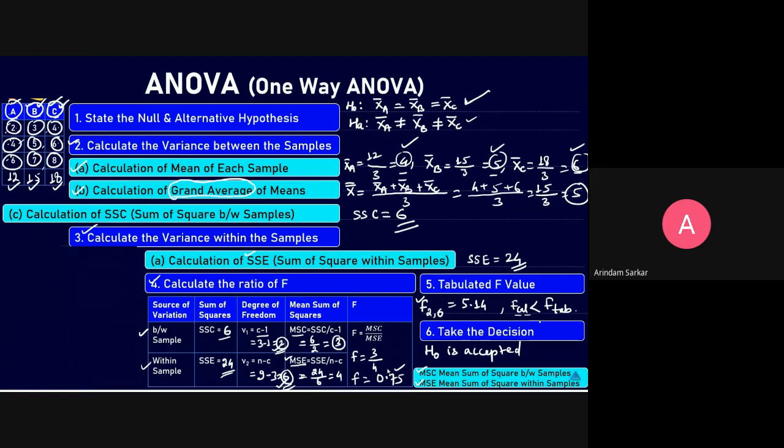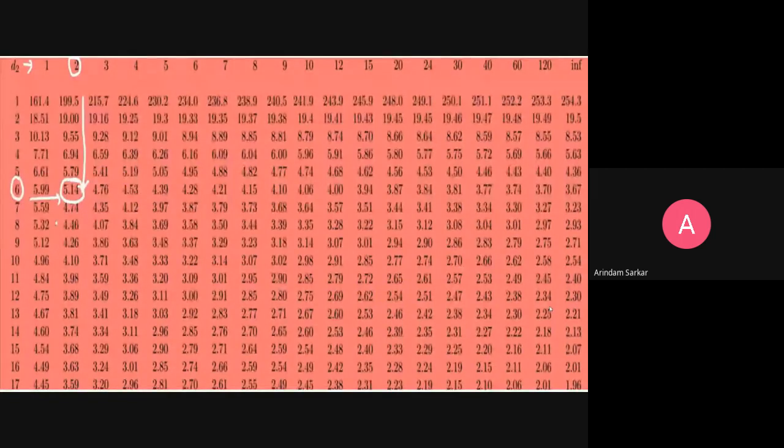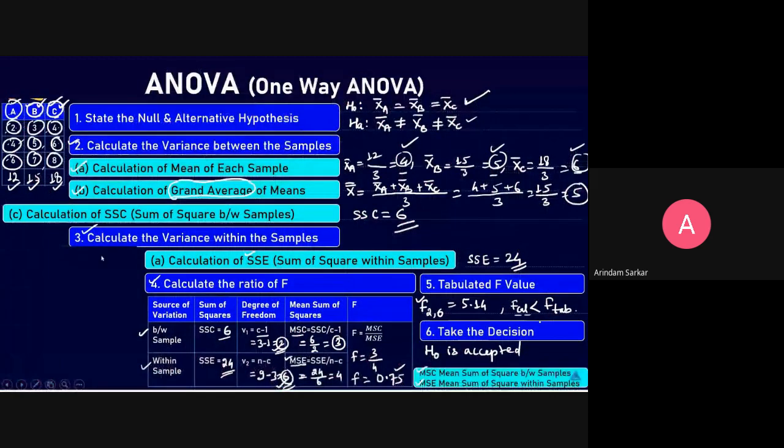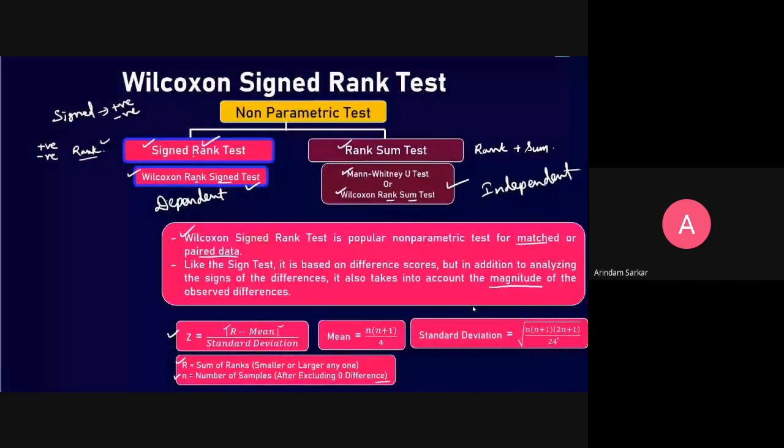And now I need to find out the tabular F value. If the tabular F value is greater than this one, then H0 is accepted. That means if the calculated F value is less than the tabulated one, then H0 is accepted. Simple case. This is a tabular form, and here I need to find the tabulated value of this F. If I get that value, then I can compare whether it is acceptable or not, right? So this is the way I can work with all the parametric tests.